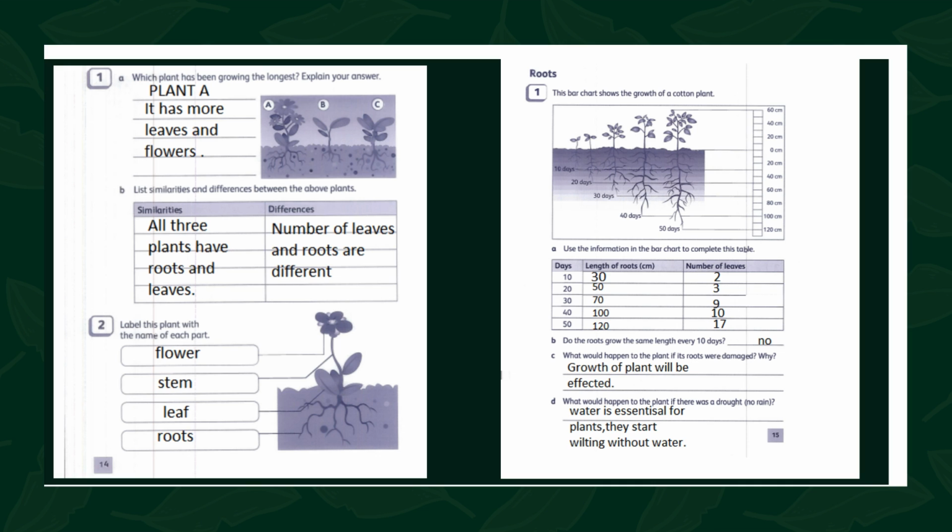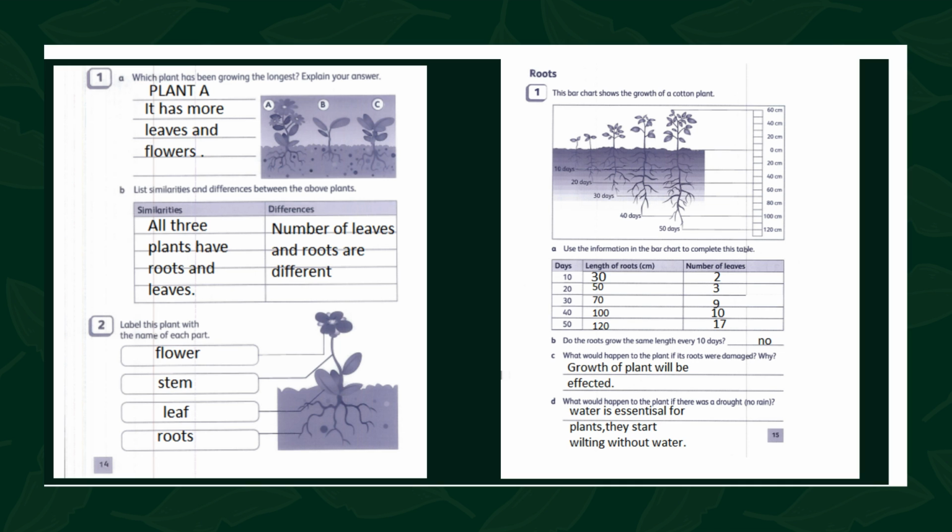Now question number C, what would happen to the plant if the plant's roots were damaged? Obviously plants need roots to grow. If there are damaged roots, then the growth of the plant will be affected. Now, D, what would happen to the plants if there was a drought, no rain? Water is essential for plants. They start wilting without water. So, if you are not giving water, your plants start wilting.